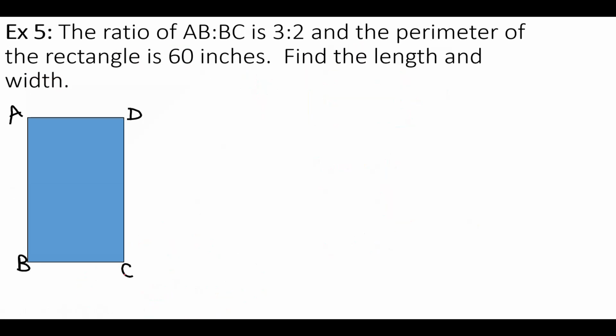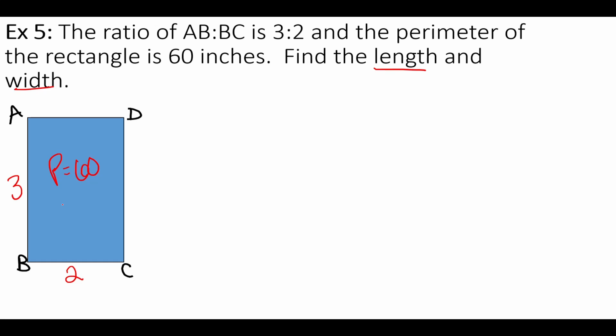Example number 5, similar. If you do not have these pictures drawn for you in your notes, maybe that might be helpful if you're a visual learner like I am. Number 5 says the ratio of AB to BC is 3 to 2, and the perimeter of the entire rectangle is 60 degrees. We want to find the length and the width by setting up some sort of ratio or proportion or equation of some kind.